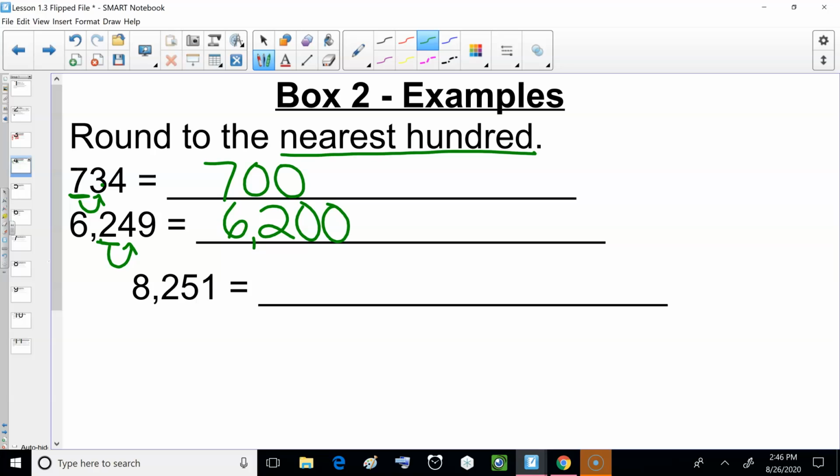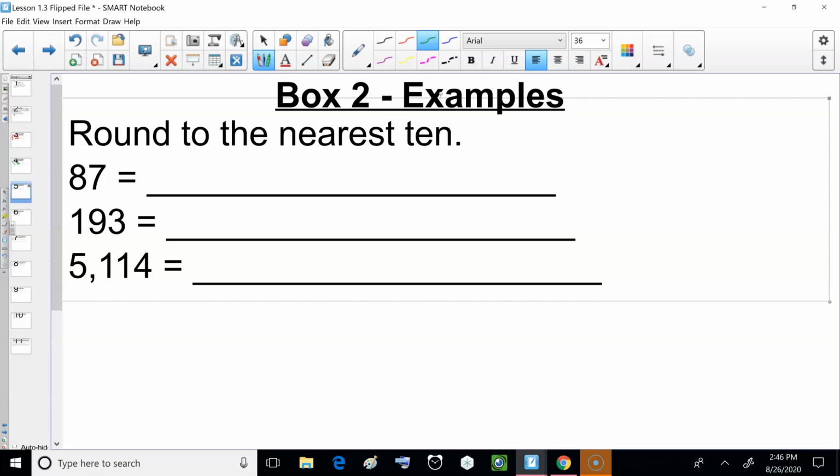Same thing with this one. We have 8,251. So my hundreds place value is there. I'm looking at the tens place value, which is a 5. We know 5 and higher round up. So my 2 is going to turn into a 3. But I can't just put 300 because it's not just 300. It would be 8,300. Once again, pause the video, write these notes down to help you as you have examples to look back to as you do your own work.